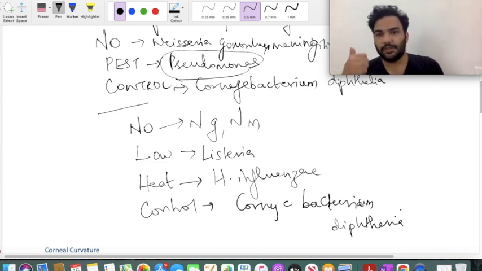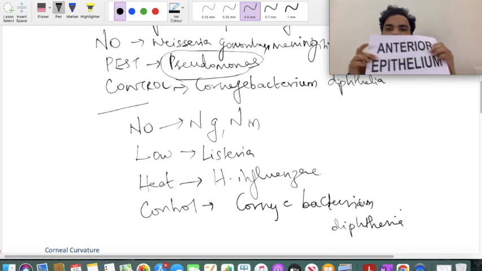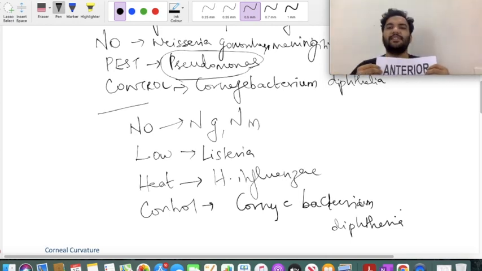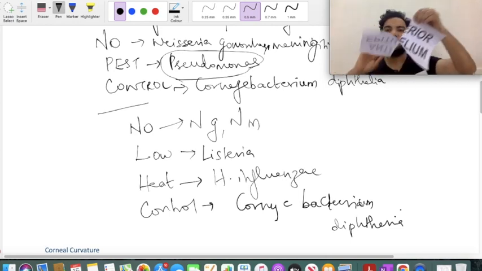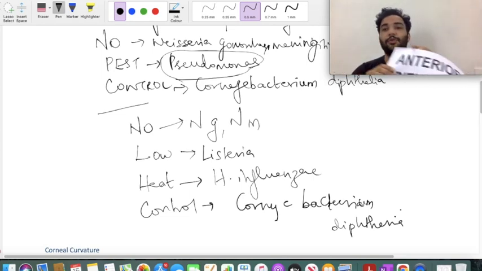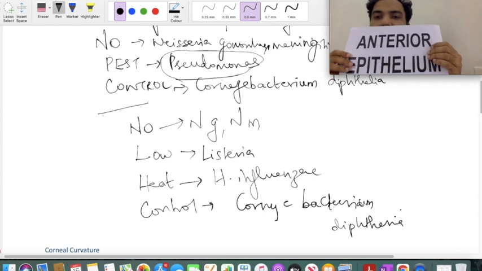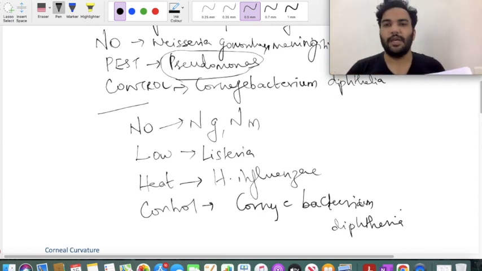So the first question was, what is the histology? Stratified squamous non-keratinized epithelium. Number 2, organisms penetrating intact corneal epithelium. Number 3, when the anterior epithelium gets damaged, it can regenerate and form new anterior epithelium. That is the third point. So it can form new anterior epithelium. That is one of the classic features of epithelium.